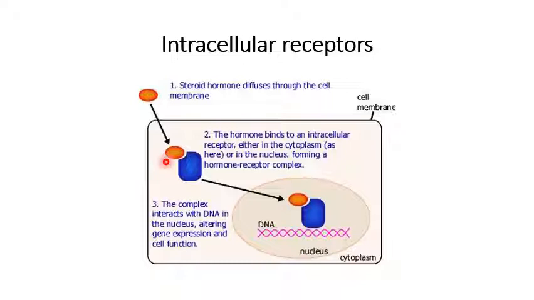receptor, either in the cytoplasm, as in this case, or maybe directly in the nucleus of the cell, will form the hormone receptor complex. This complex would interact with the DNA in the nucleus and alter the gene expression and protein synthesis within the cell.